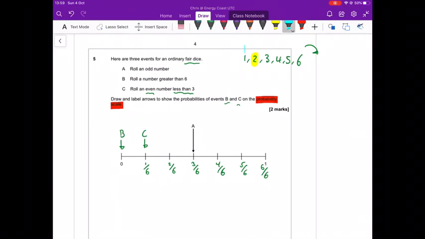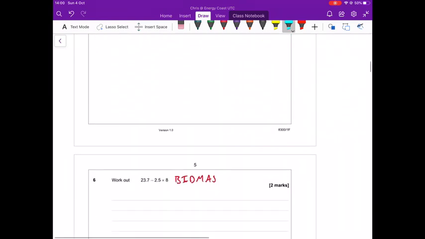The first one was an odd number, which is done for you, but it would be 1, 3, and 5. So that's why they've put A here, okay? Bang in the middle, because there's 3 of them out of 6, which is a half. There we go with that.